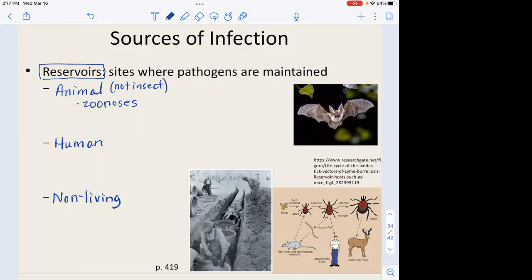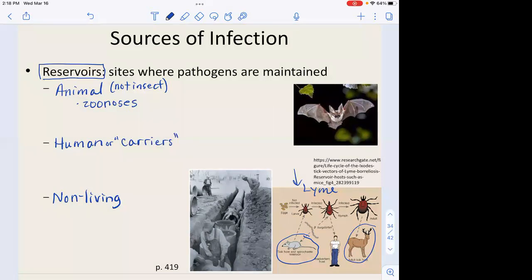Another example of a zoonotic infection is Lyme disease. Not the tick, the tick's not the reservoir. We would call a tick a vector. We'll get to that in a minute. The white-footed mouse, as well as deer, are considered reservoirs for Lyme disease. So when we come in contact with them through a tick is when we can get the infection. So humans can be a reservoir. Like I said, we would also call them carriers.